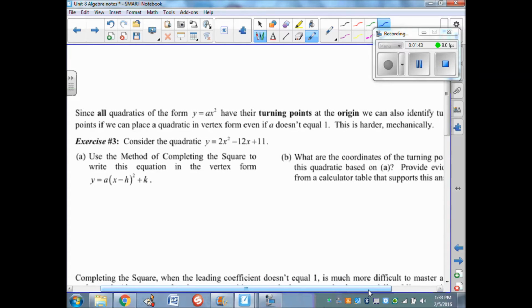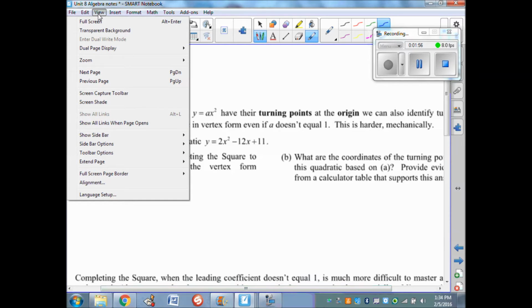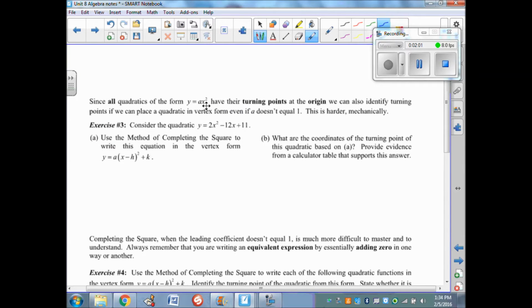Now if you flip the page, it says, since all quadratics of the form y equals ax squared have their turning point at the origin, what happens when A does not equal 1 and you're in vertex form? Things start to get a little bit tricky.